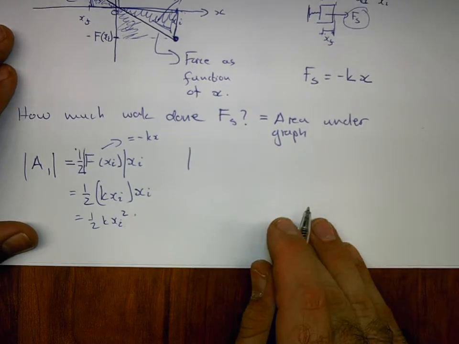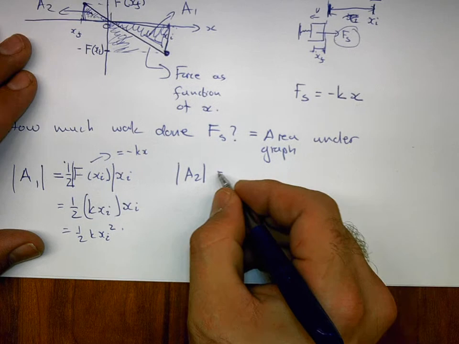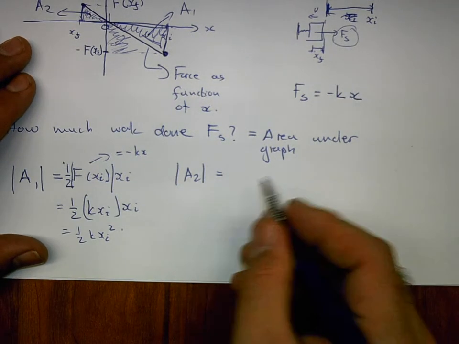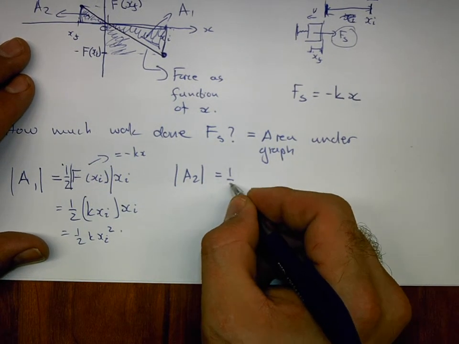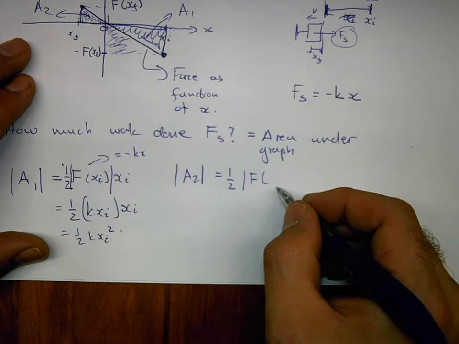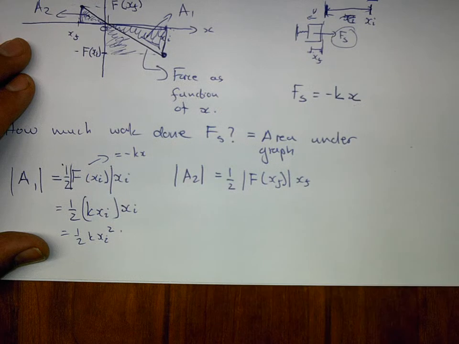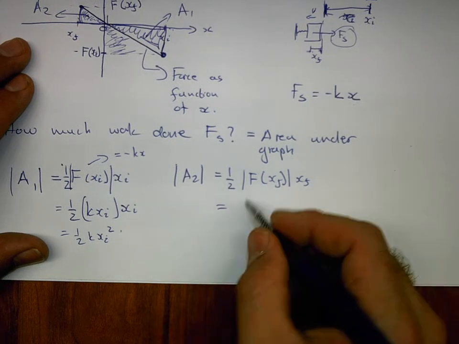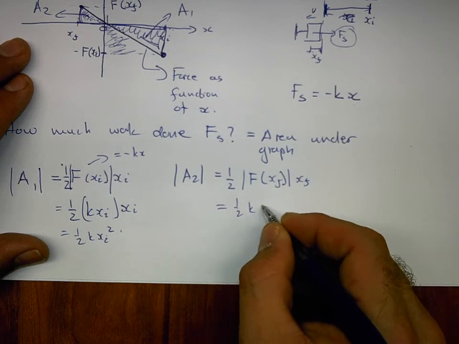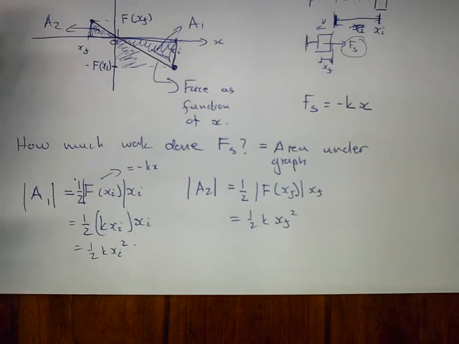Similarly, the area A2, that area over there, is equal to a half times the magnitude of the force over there times the magnitude of x final. This is again a half times k x final times x final, so a half k x final squared.